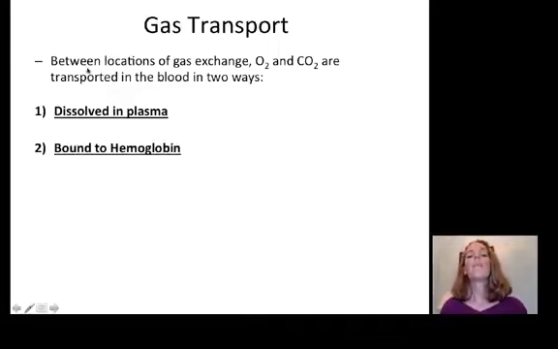So we're going to talk about the specific transport of oxygen and carbon dioxide. So between the locations of gas exchange, the oxygen and carbon dioxide can be transported in two ways. The gases can be dissolved in the liquid plasma of the blood, or the gases can be bound to hemoglobin protein in the red blood cells.